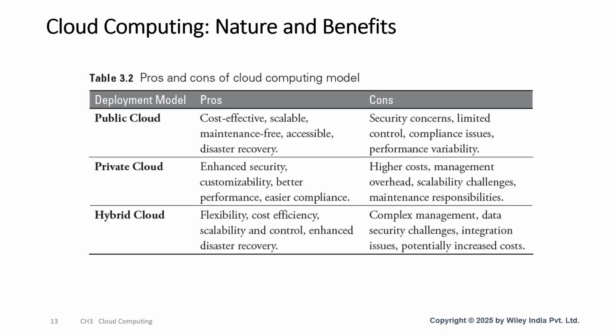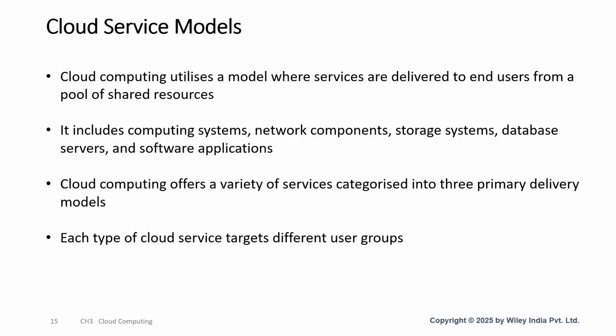So if you're going by cab, you are spending more than your private vehicle, but less than your private vehicle, but more than your public bus or metro, right? So data security challenges are there because it's a mix. Your public cloud is involved here. Then integration issues, potentially increased cost.